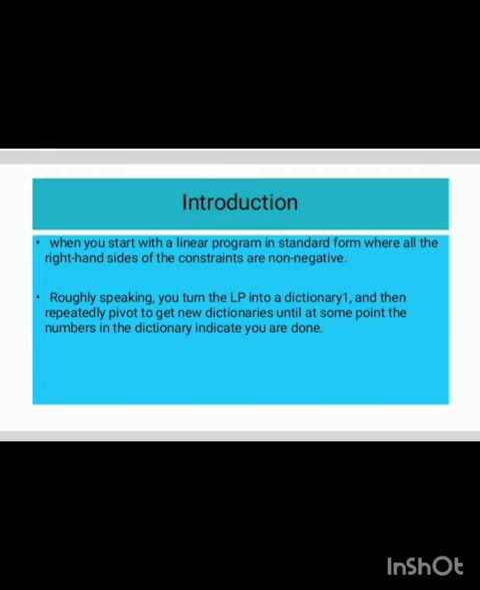When you start with a linear programming standard form where all the right hand sides of the constraints are non-negative, roughly speaking, you turn the LP into the dictionary form and then repeatedly pivot, you get a new dictionary each time, until the signs of the numbers in the dictionary indicate you are done.